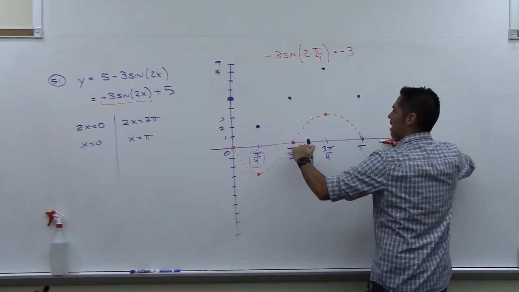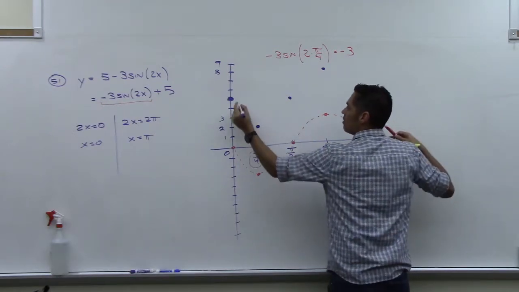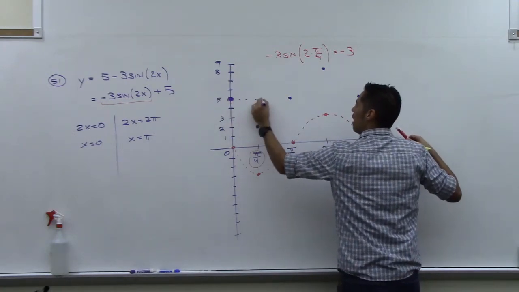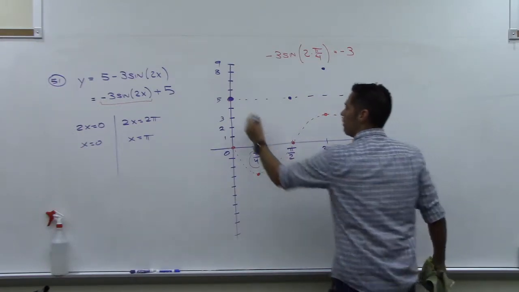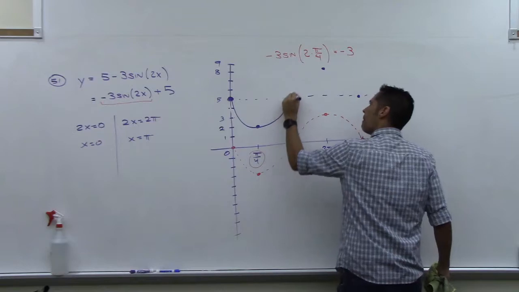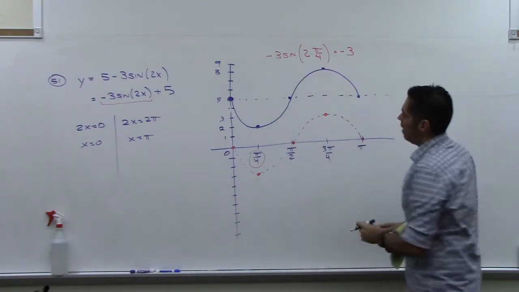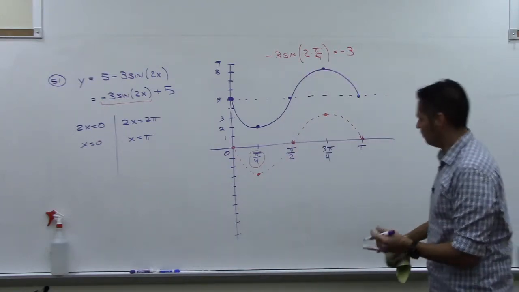Our whole x-axis came up by 5, so you can imagine here's 5. You can almost imagine like our x-axis is going through like this now. And our graph looks like this. Like that. So it's that red curve moved up 5.